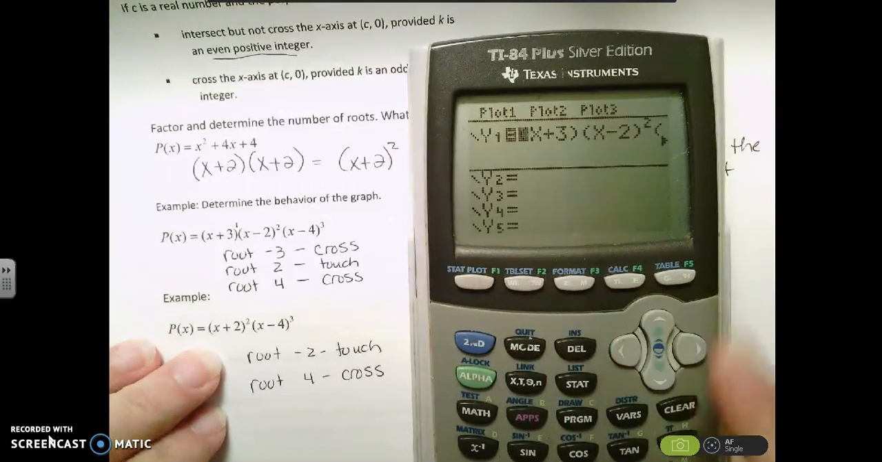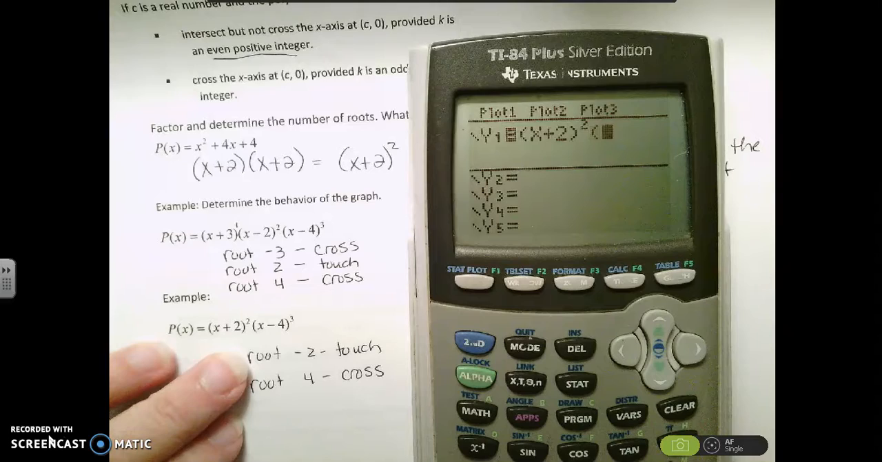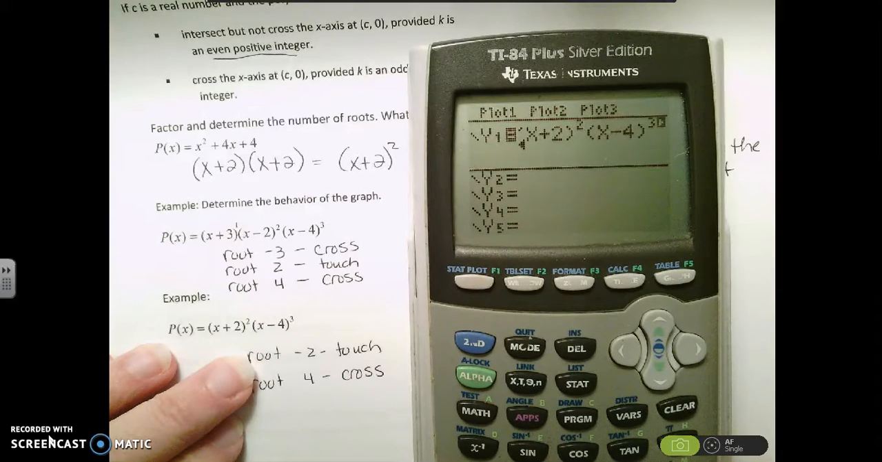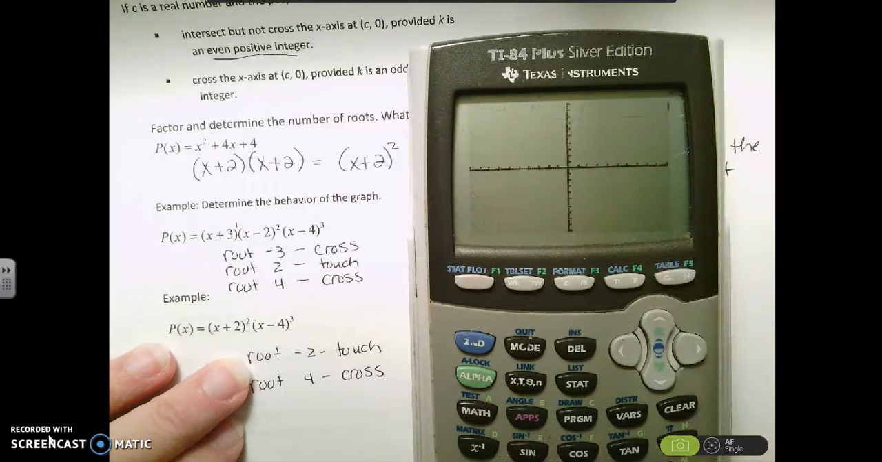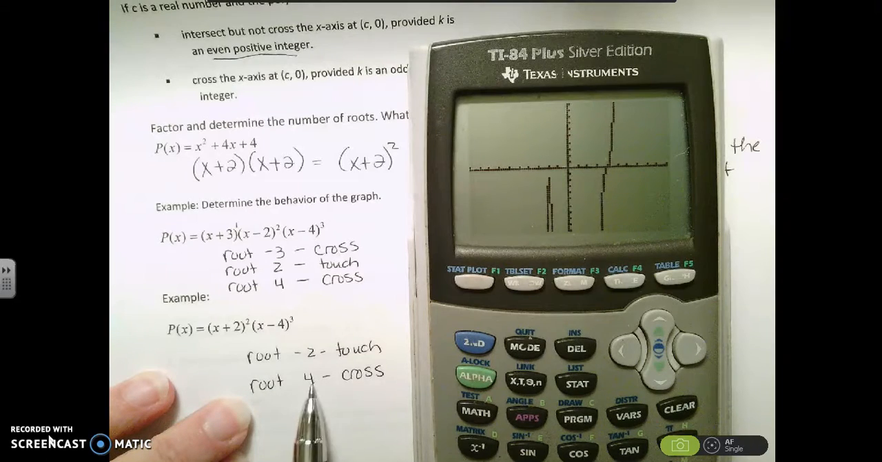Alright, so let's look at this last example. And again, we're going to have x plus 2. So our root is -2. And then we're going to have x minus 4. So our root for that one is 4, and we're going to graph that. So our root is -2, and it should be touching at -2. And our root is 4, and it should be crossing at 4.